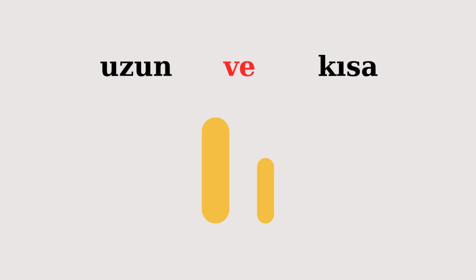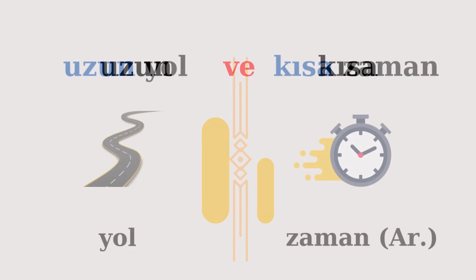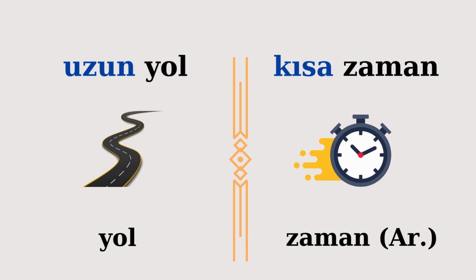Our fifth adjective set is uzun ve kısa, which means long and short respectively. Let's give examples in order to exemplify these adjectives. Uzun yol ve kısa zaman mean long way and short time. Here are two new words, yol means way and zaman means time. Zaman is an Arabic word.